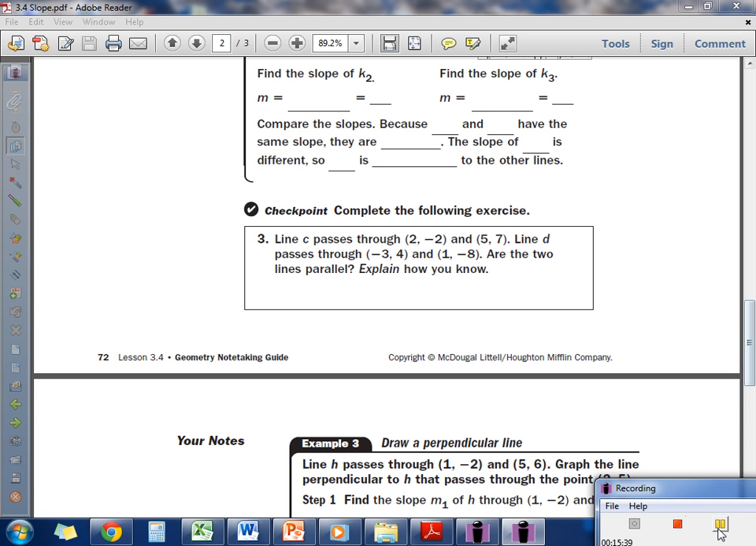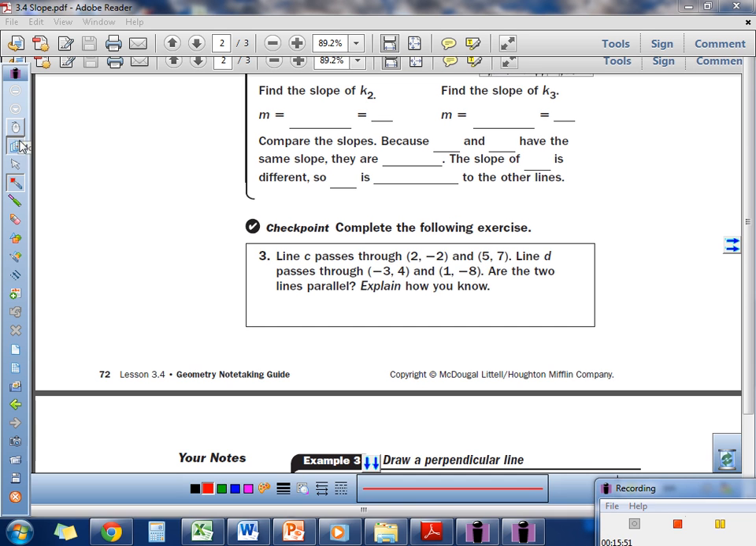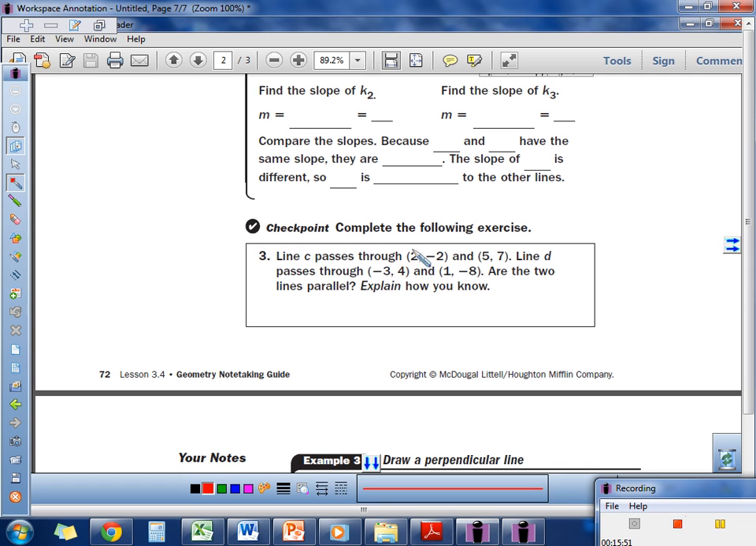All right, here we go. So line C passes through these 2 points. Since I can't really tell which one's left or right, I'm just going to label them how they're written there. I'll say this is my first point, so I'll label that real quick. So this one's my x1, this is my y1, x2, y2. And that looks like it.